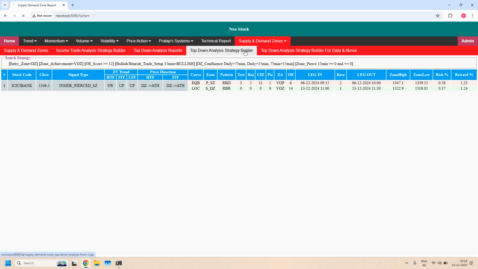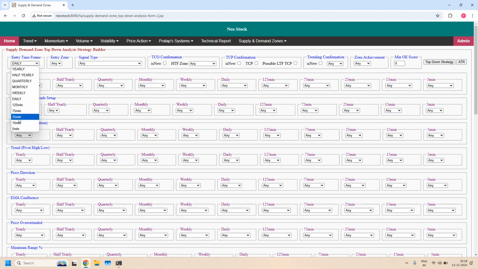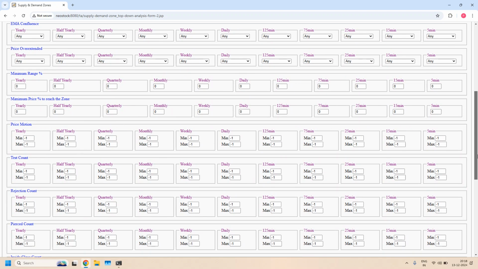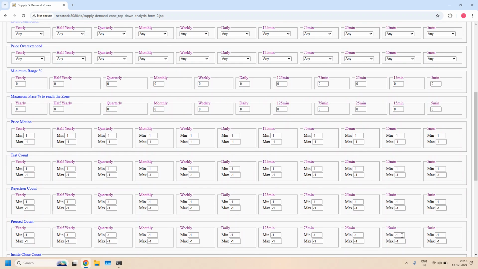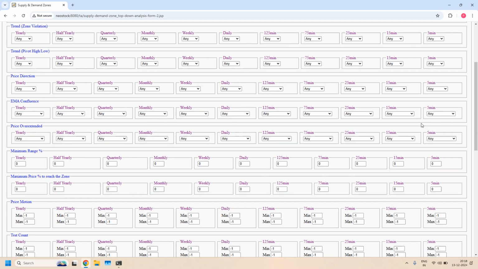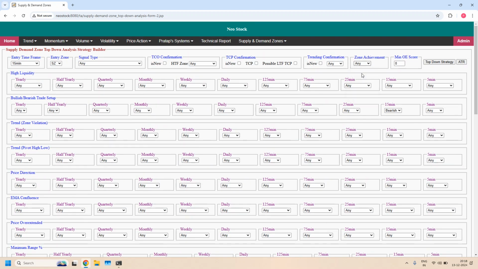Next, bearish trade setup for daily income trade. Entry time frame 15 minutes. Entry zone supply zone. In bullish or bearish trade setup at 15 minutes, I am selecting bearish. The 15 minute supply zone should not be pierced. So in the pierced count at 15 minutes time frame, I am setting minimum value 0, maximum value 0. Zone achievement violated opposing zone. Minimum order enhancer score 12. All 3 filters applied to 15 minute supply zone.